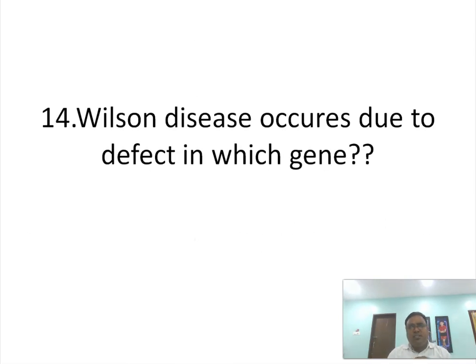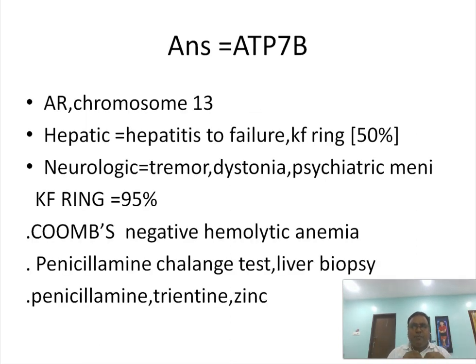Next, Wilson's disease occurs due to a defect in which gene? The answer is ATP7B. Something about Wilson's disease: it is an autosomal recessive inheritance. The chromosome number is 13. There are several manifestations: hepatic, neurologic and hematologic. Hepatic could be hepatitis due to hepatic failure. You can get the KF ring in 50% of cases in hepatic manifestation. But in neurological manifestation, we will get the KF ring in around 95 to 100% of cases.